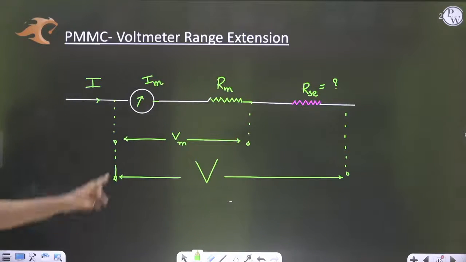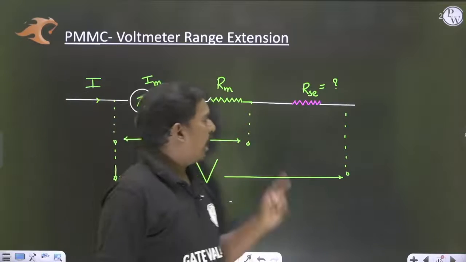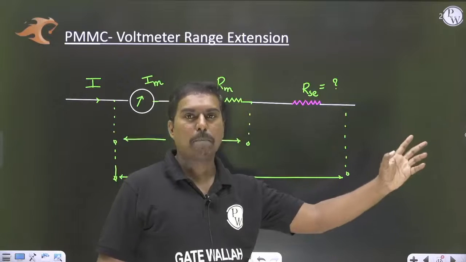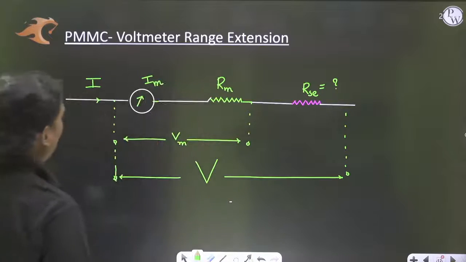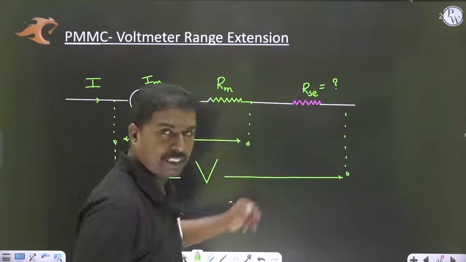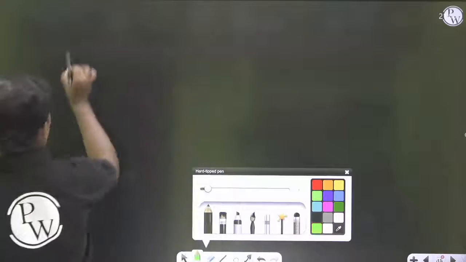So Im into Rm, that is Vm, and I into total Rm plus Rsc, that is V. Okay, so now let us write an expression for it. What is the expression? How to write that expression? See here.